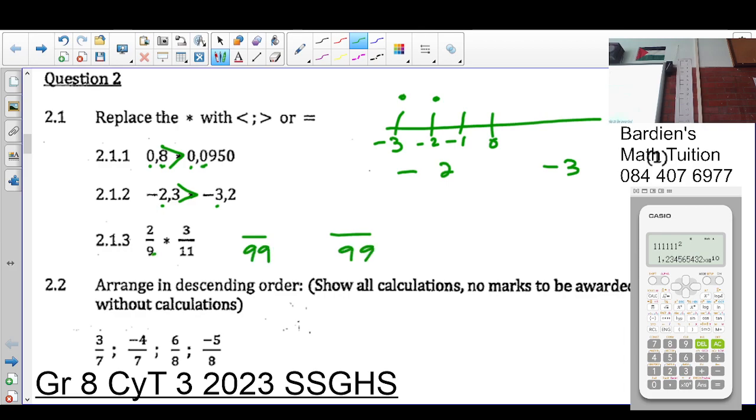You must multiply that by 11, so it's 22, and multiply it by 9 again, 27. And of course, that one is larger. Okay.